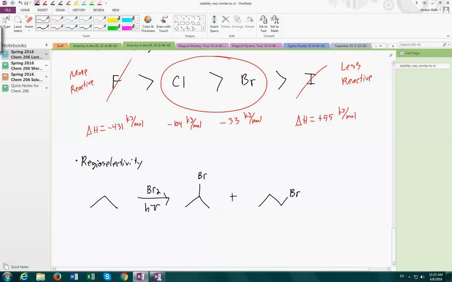And so knowing what we know about the stability of radicals, what do you think is going to be the major product, left or right? Which would be the more stable radical, the secondary radical or the primary radical? Definitely secondary. And so we see really good regioselectivity based on the strength of those bonds. So in reality, we'd see that this is about 97%, where the primary product will form about 3%. So we see really good regioselectivity when we use bromine.